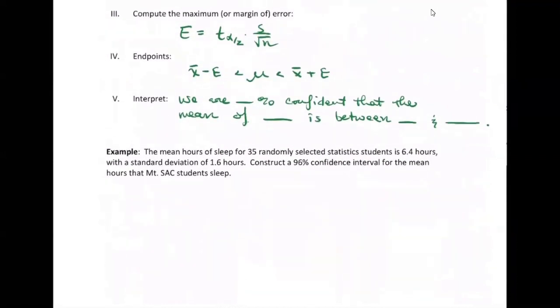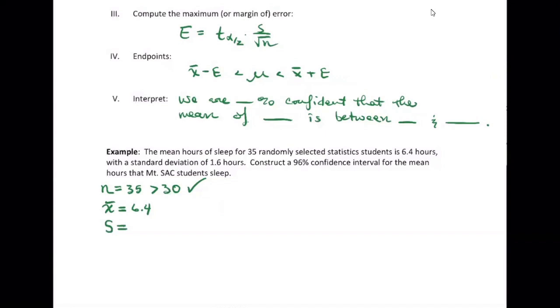It says the mean sleep hours for 35 students. These are statistics students. n is 35. This is bigger than 30. That's our rule, so we put the check mark down. X bar is 6.4. That's the mean hours of sleep for statistics students in LSAC. And these 35 students have a standard deviation of 1.6. This is a sample, so this is the sample standard deviation that I'm putting down.